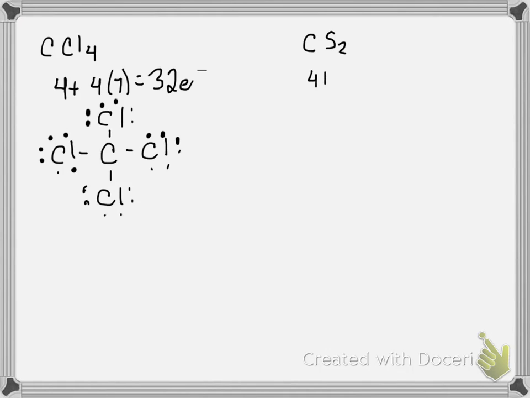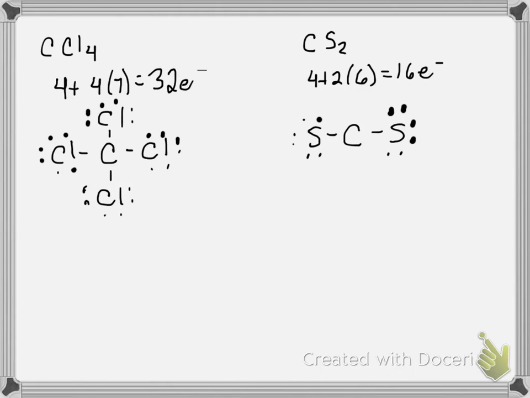Next one is CS2. 4 valence for carbon, 6 for sulfur, and there are 2 of them. We get a total of 16. Write that number down. Central atom, arrange the outer atoms as an octet around it symmetrically. Connect with single bonds. Give the outer atoms an octet.